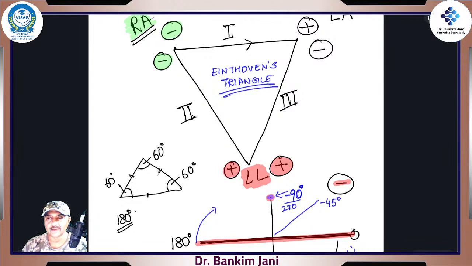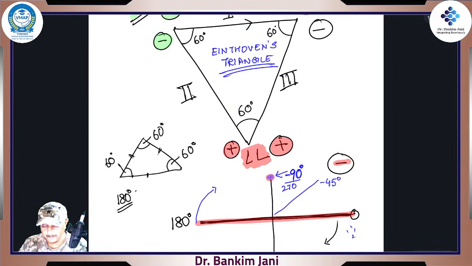This is 60 degrees. This is 60 degrees. This is 60 degrees. Now, how exactly are we trying to draw this thing? How are we trying to draw this thing? It is this way. This is one, right?